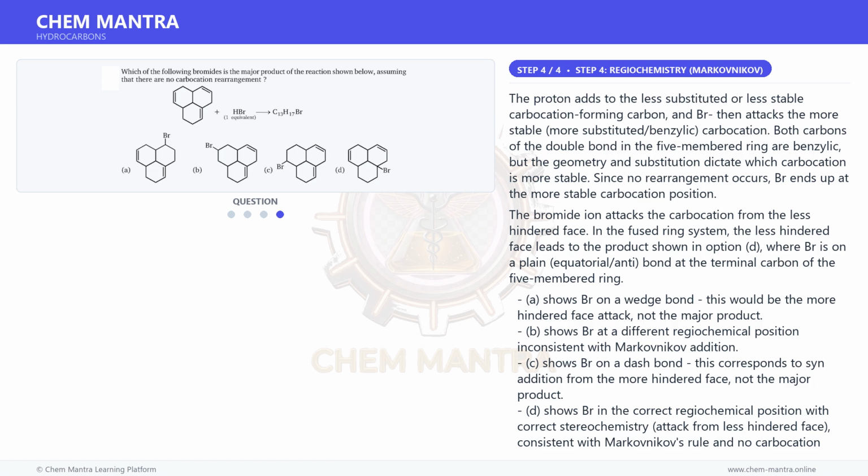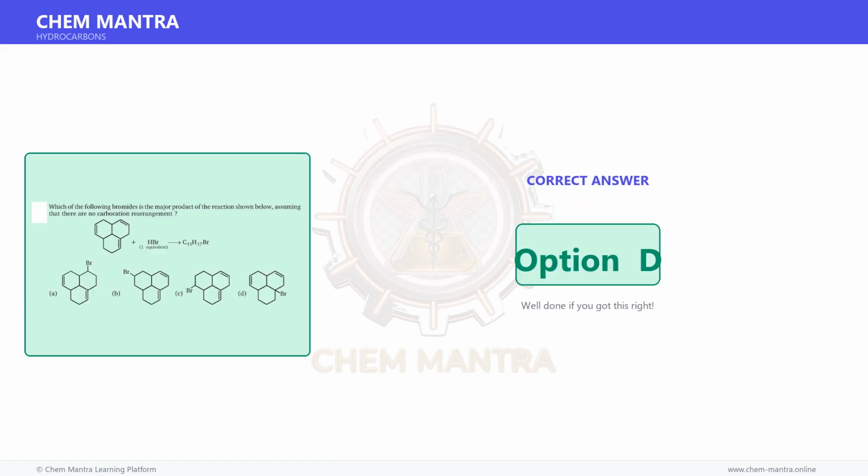D shows Br in the correct regiochemical position with correct stereochemistry, attack from the less hindered face, consistent with Markovnikov's rule and no carbocation rearrangement. Therefore, the correct answer is D. Therefore, the correct answer is option D.